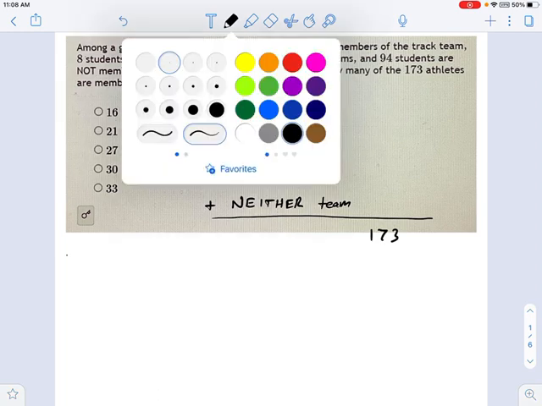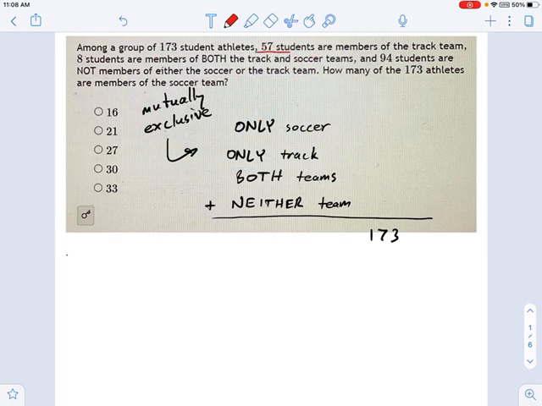I know that 57 students are members of the track team. Well, I don't know if they're only members of the track team. That's kind of tough. I do know that there are 8 students who are members of both the track and soccer teams. That's good. So we're going to put 8 right here. And 94 students are not members of either team. More stuff that I can put in. So 94 are not on either team, 94 right there. How many of the 173 students are members of the soccer team?